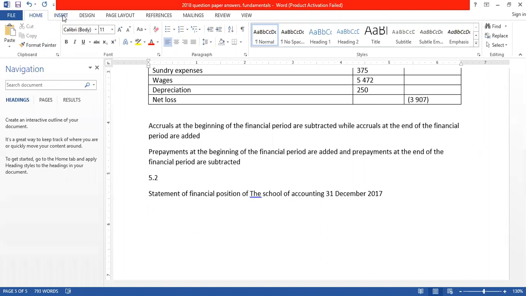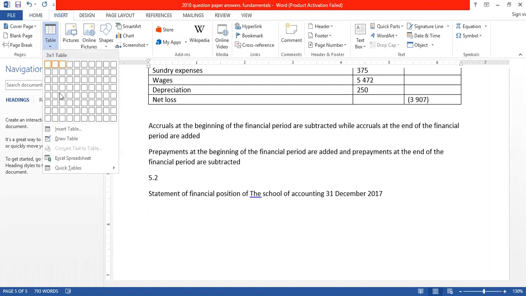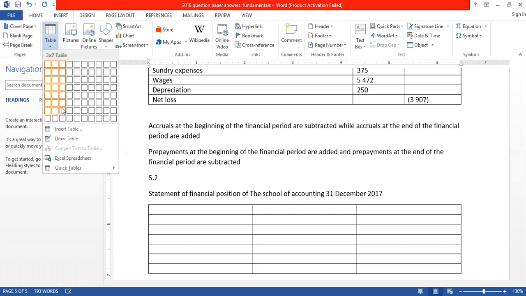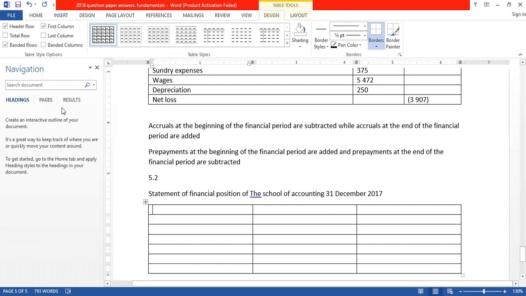So after that, we draw up our table. So we quickly draw up our table.